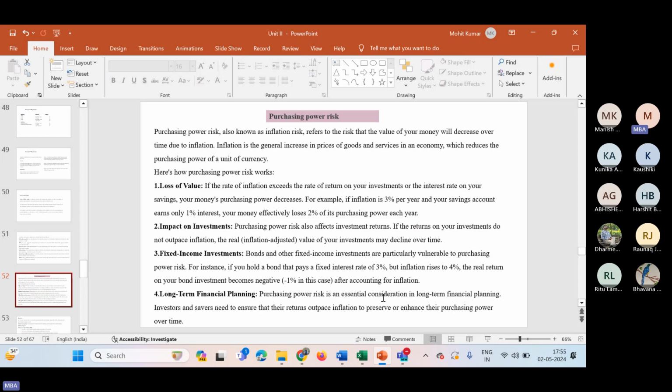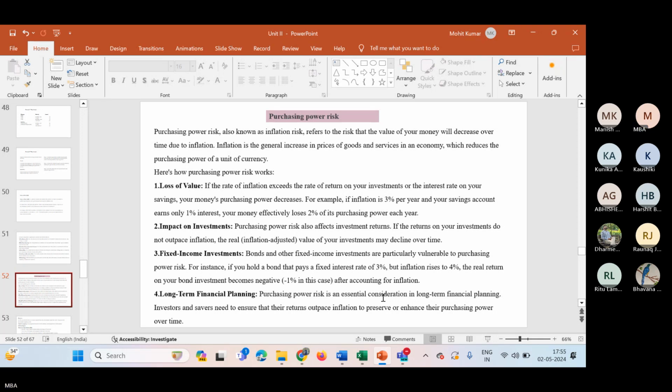The risk associated with your purchasing power, the volatility associated with your purchasing power, your power to purchase something, your power to purchase sugar, your power to purchase oil, your power to purchase any commodity you want to buy, your power to purchase a scooty. The scooty also used to be around 45,000, 50,000. Now if you go ahead with the Activa or Jupiter 125, you'll get up to 1,10,000. That's called purchasing power risk: the risk associated with your purchasing power, the reducing power of your money.